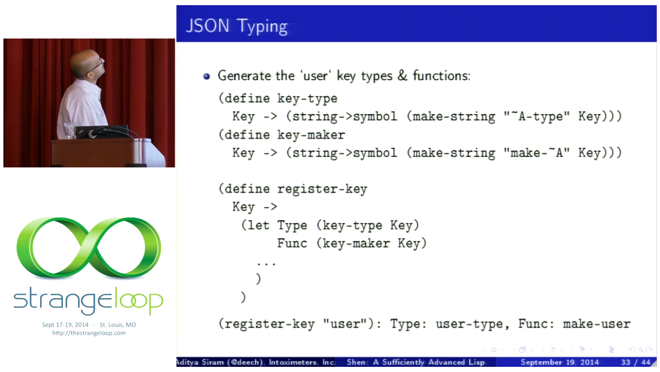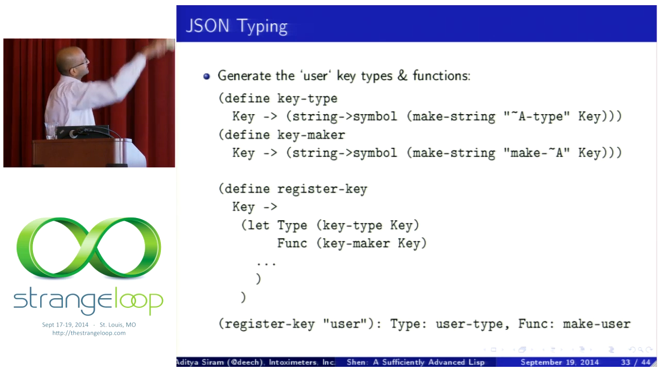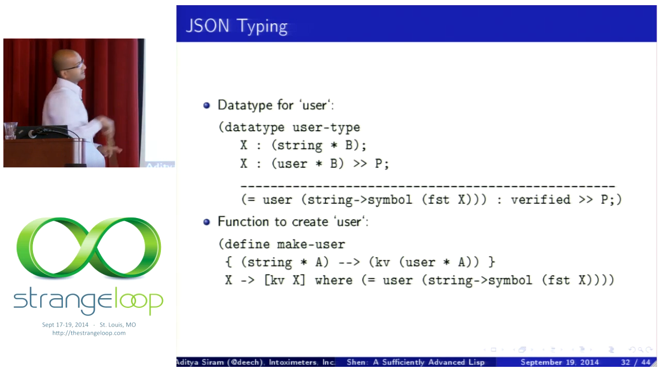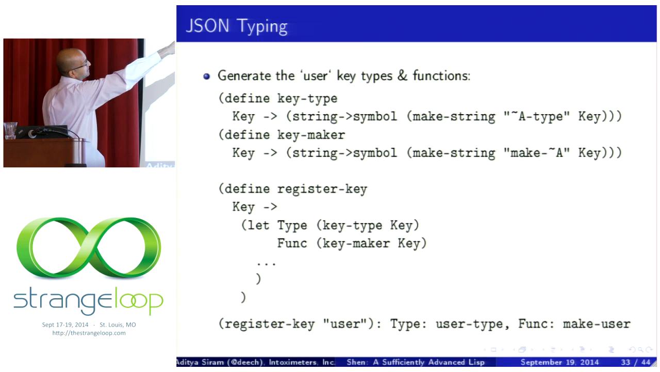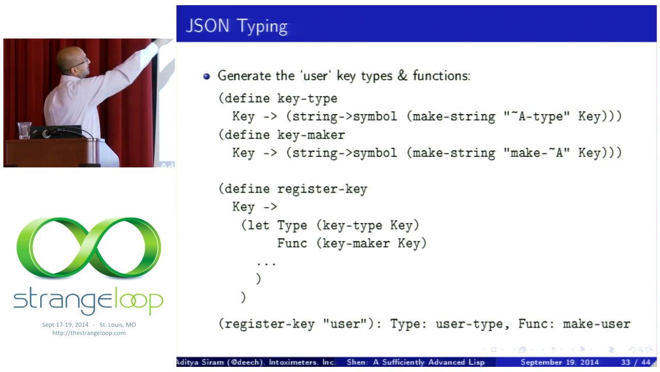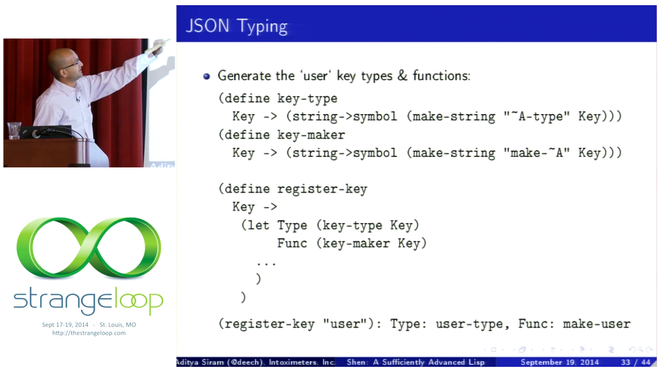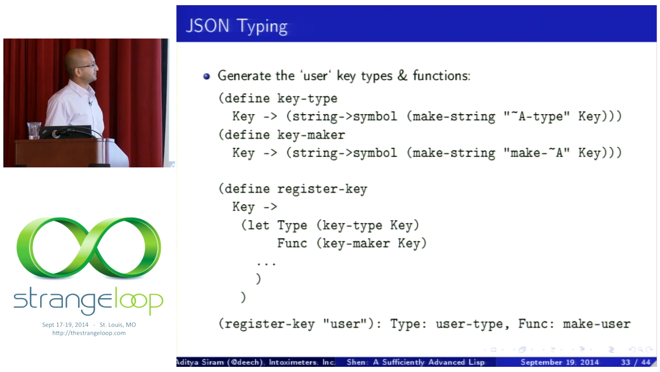So first things first, we have a couple of helper functions. The first function makes a key type. Like when we're generating the user type over there, this is all this function does. It takes a key, say it's user, and outputs user-type. For the maker, which is this make function over here, it just outputs make-whatever it is that you pass in, user. So we're just generating strings at this point.